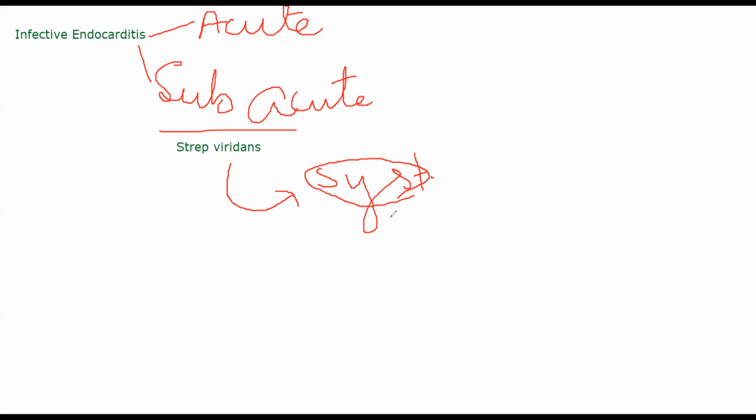Now, normally, if it is a healthy person, this strep viridans cannot do anything because it is not a very strong bacteria. It does not have a very strong virulence, and it will not cause any serious effects. Maybe mild fever, maybe.